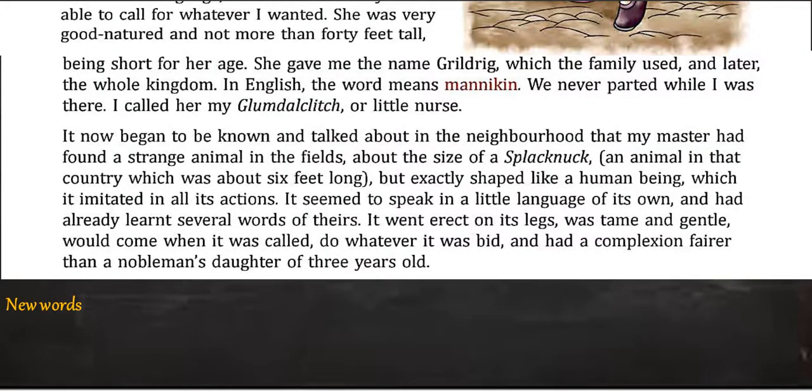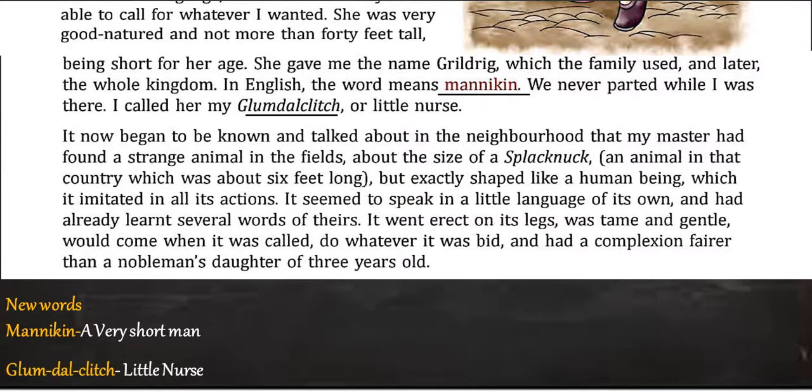In Brobdingnag, people were very tall. Even the 9-year-old farmer's daughter was 40 feet tall. She named Gulliver Grildrig. In English, the word means mannequin. Mannequin means a very short man. In turn, he called her Glumdalclitch. Glumdalclitch means a little nurse.